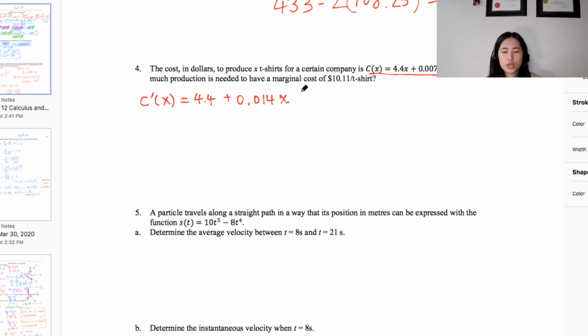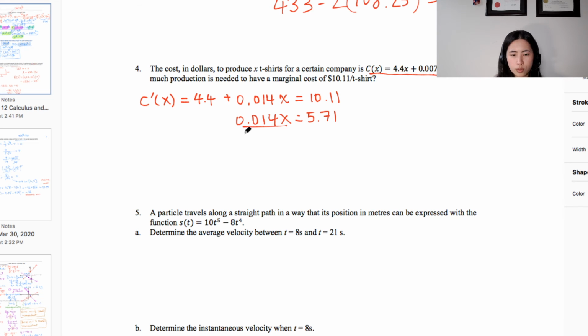Okay, great. So because you wanted to have the marginal cost of $10.11, that means you're not equating this to 0. Does that make sense? That's the only difference, because you wanted to have a cost of exactly 10.11, right? That's why I'm going to equate this to 10.11. So as you can see, we can move 4.4 to the opposite side of the equation. So you have 0.014x equal to 10.11 minus 4.4. That's equal to 5.71, right?